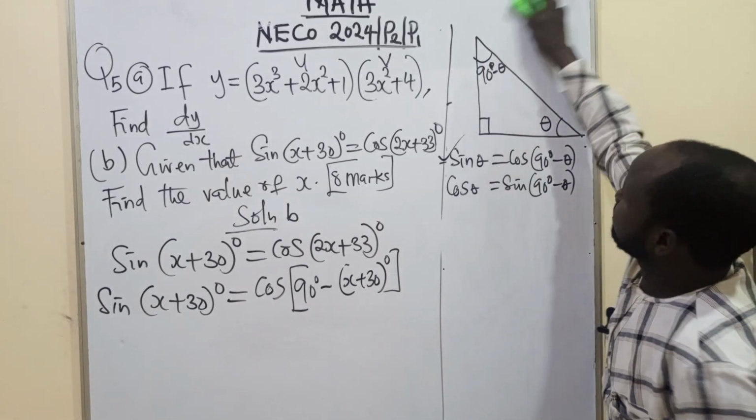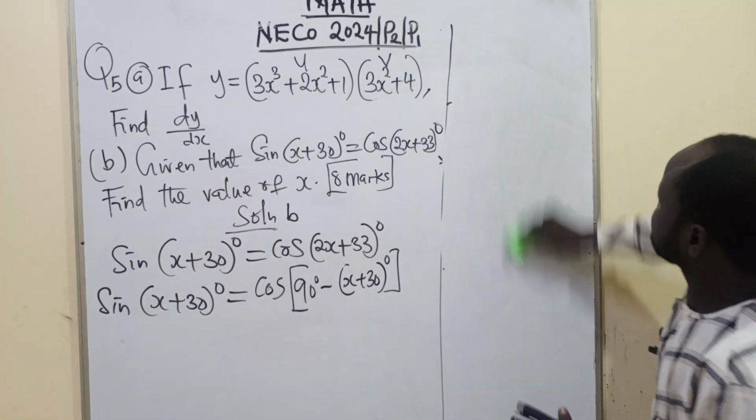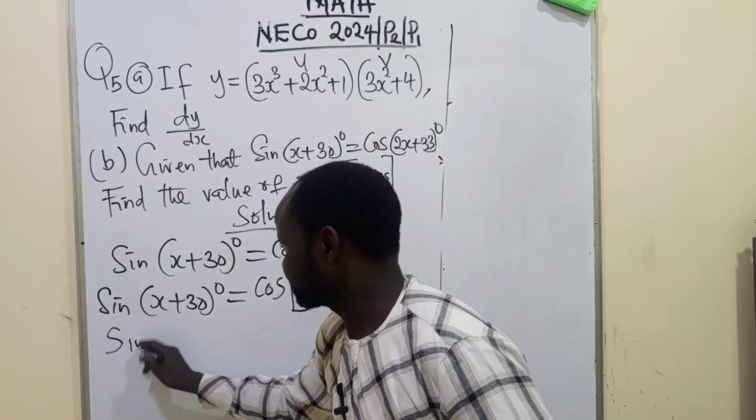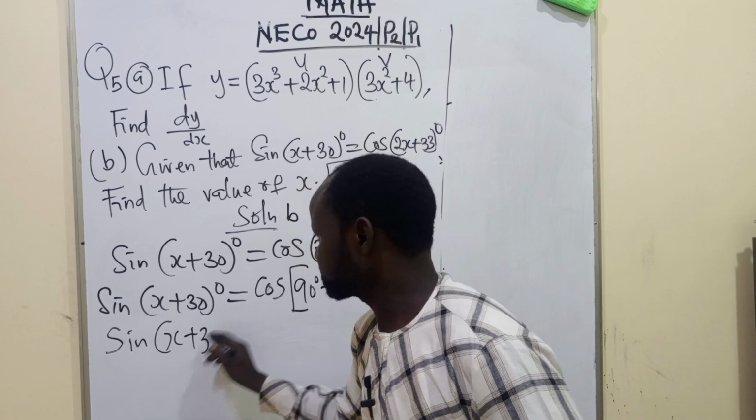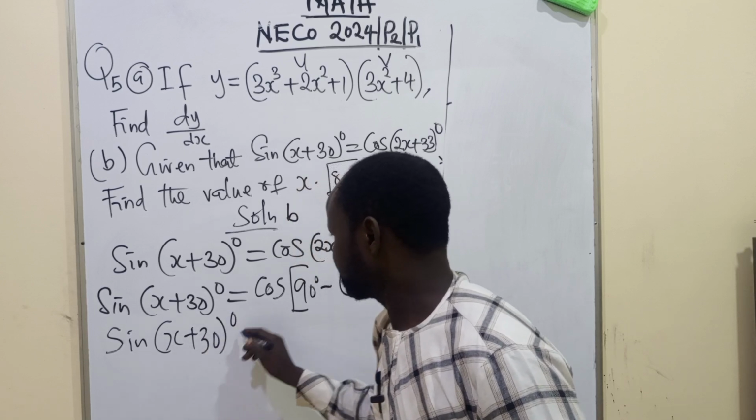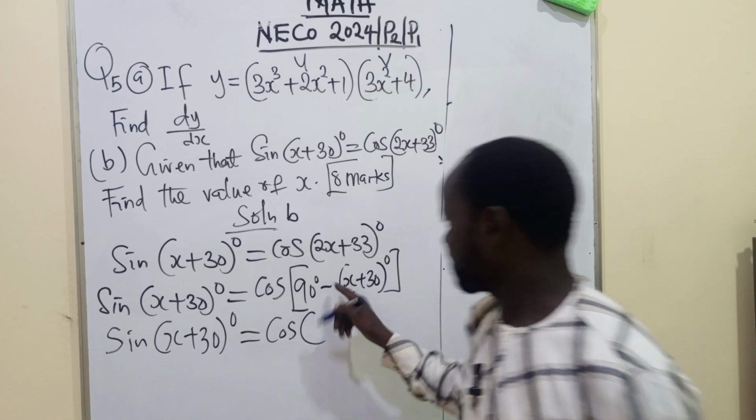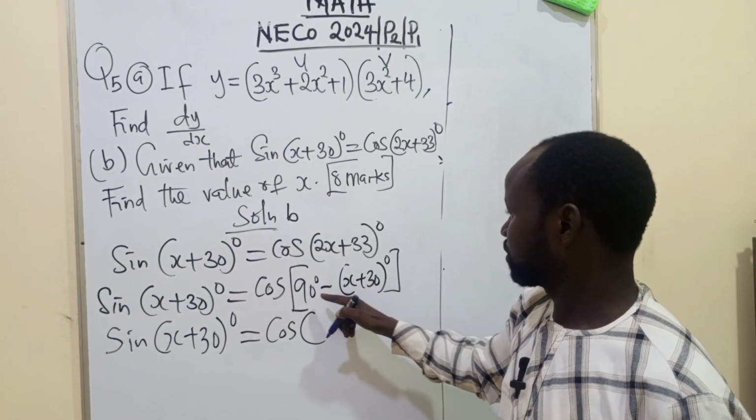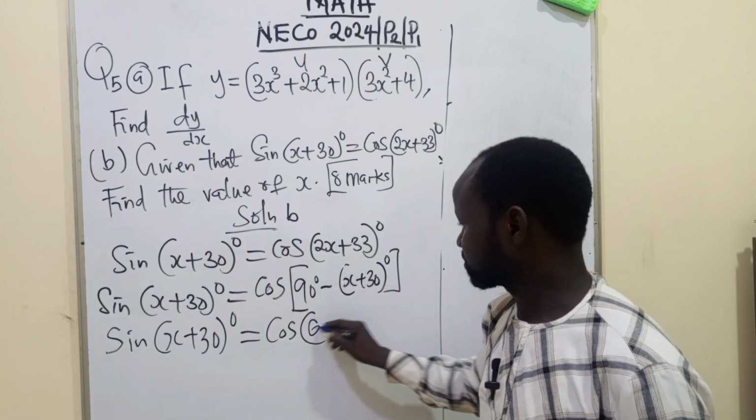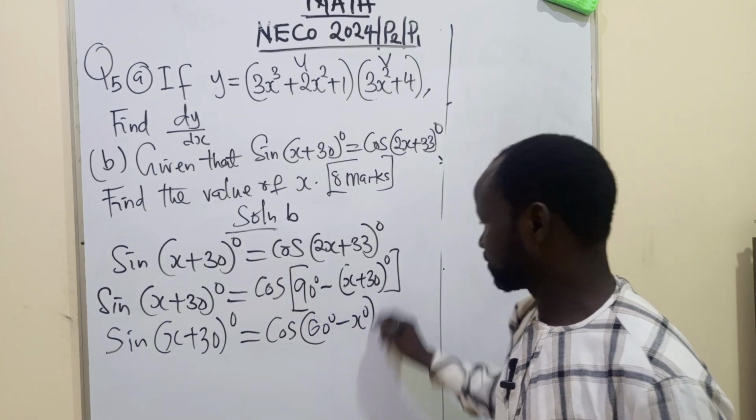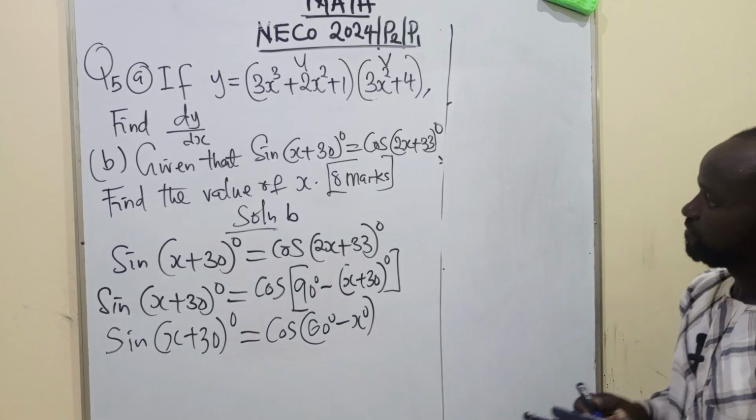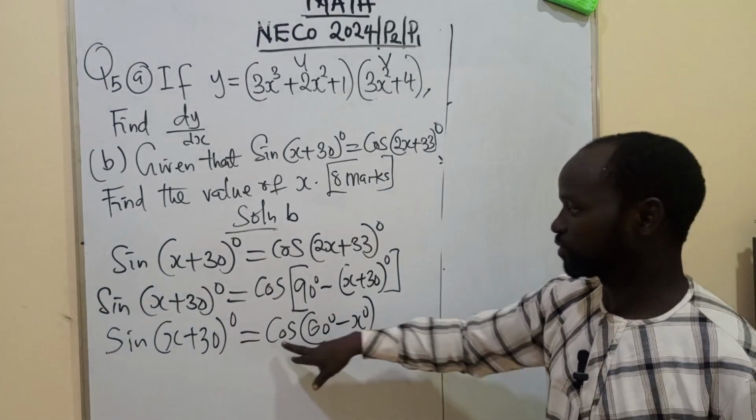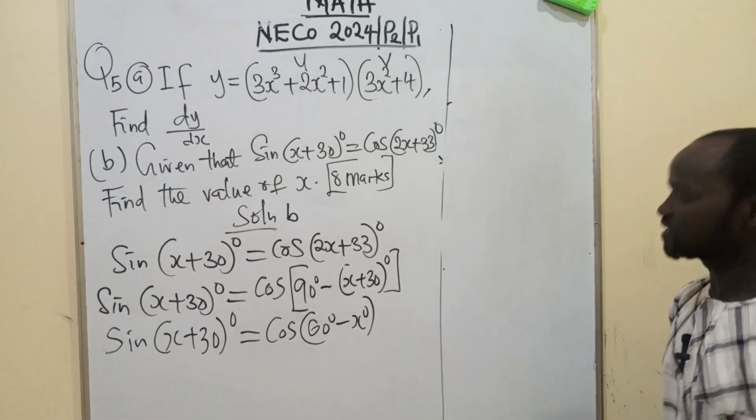So this is what we are going to have. Let's move here so that we can have enough space to represent that. Before that, let me bring it down here. We have sine x plus 30 all in degree will be equals to cos, so we minus this minus, will multiply this x, we have minus x minus 30 degrees. So 90 degree minus 30 degree, that will be 60 degree, then minus x degree. So from the question, anywhere we see sine x plus 30 all in degree, we replace it with cos 60 degree minus x degree.